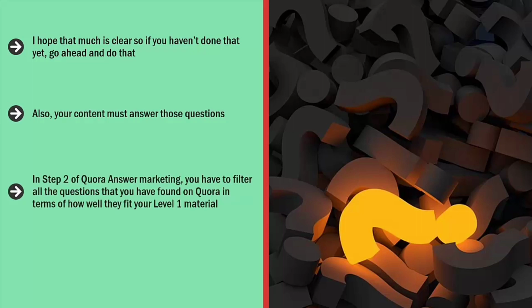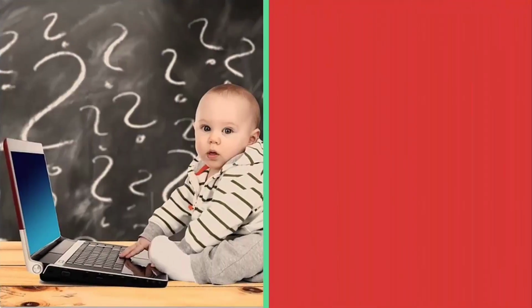In step 2 of Quora Answer Marketing, you have to filter all the questions that you have found on Quora in terms of how well they fit your level 1 material. If there are not enough questions that directly fit, you might want to hire a virtual assistant to create questions for you. Of course, they're going to have to use many accounts. They need to switch among different accounts to make it look legit. Regardless, you need to populate Quora with questions that are directly related to your niche and which are directly answered by your Layer 1 or Layer 2 materials.